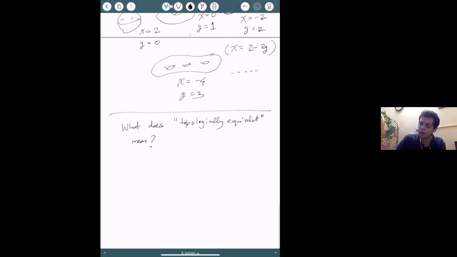Just recall what we had informally. Informally, topologically equivalent meant that two surfaces are topologically equivalent if you can stretch, shear, or bend them, deform them from one to another, without tearing them or gluing. So this was the informal definition.